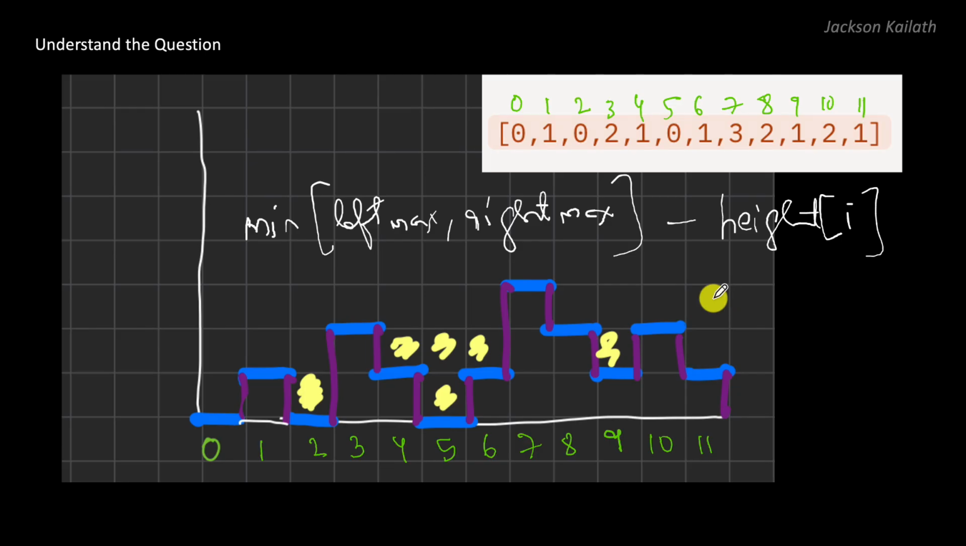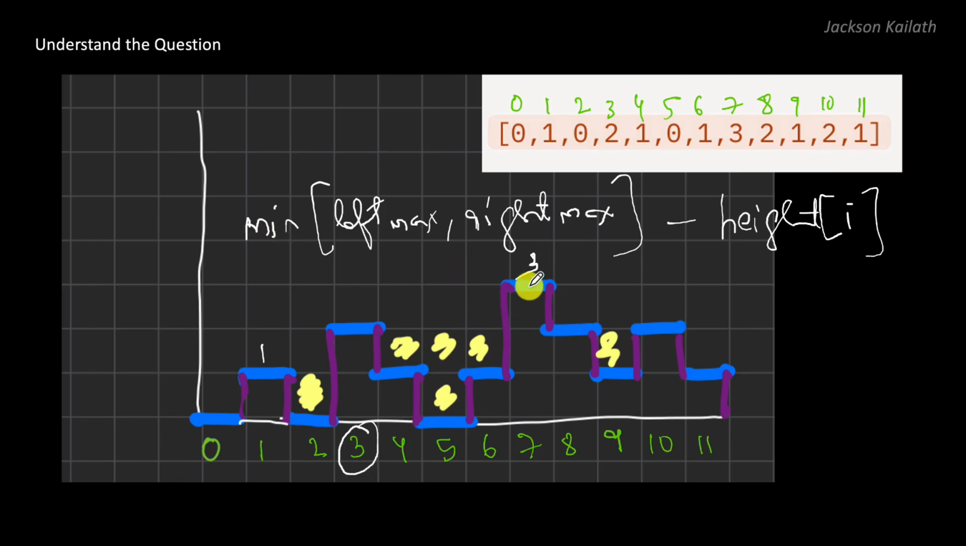Now let's discuss one more interesting observation, and then we can proceed and solve the question. Okay. So what we can see over here is, like, let's take an example. At index 3, the maximum to its left is equal to 1, which is over here, and the maximum to its right is 3. Okay.